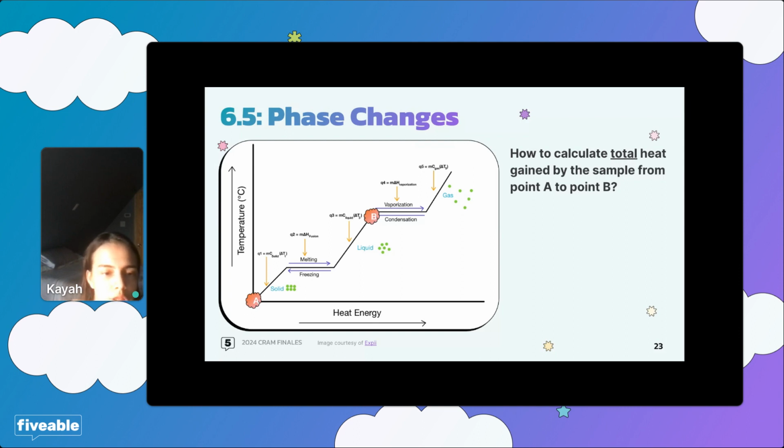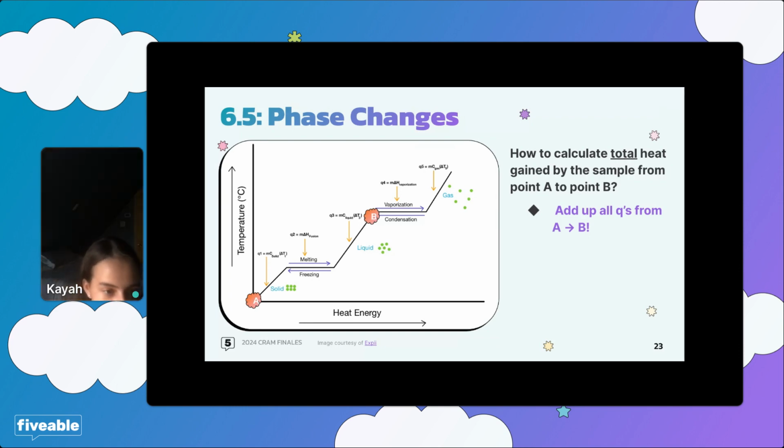So how would you calculate the total heat gained by the sample from point A to point B? I'll give you guys a second. The first thing you're going to do is add up all the Q's from A to B, right? It may be difficult to see because the slides are a little bit small, but for each of the increases in temperature, you'll see a Q value for all of the different lines. And what you're going to want to do is add up all the Q values between those two points where you want to calculate the total heat gained.